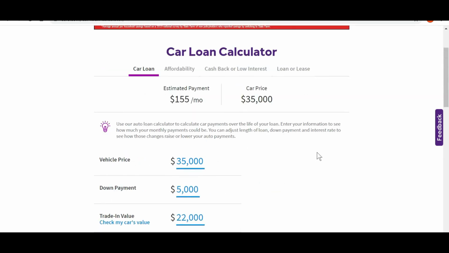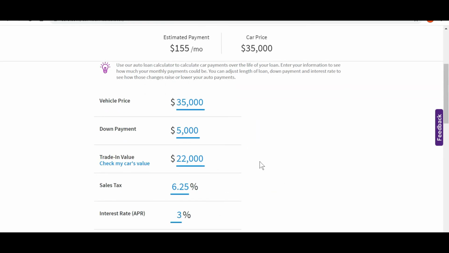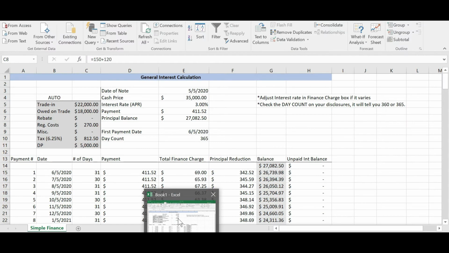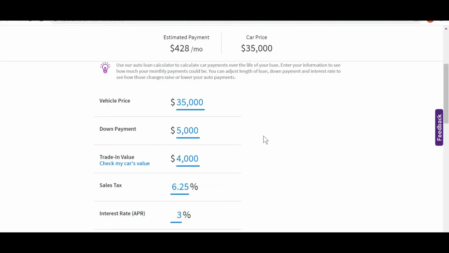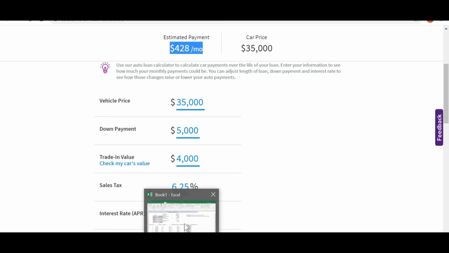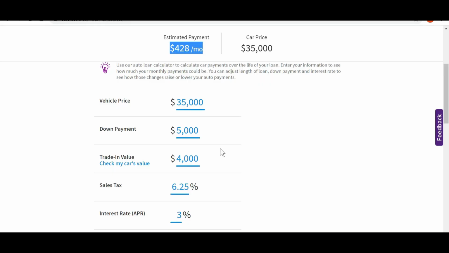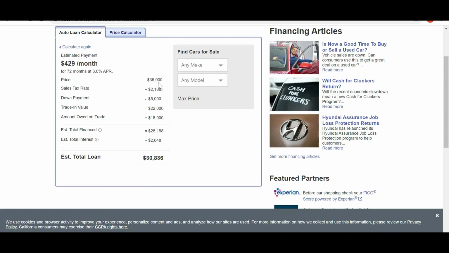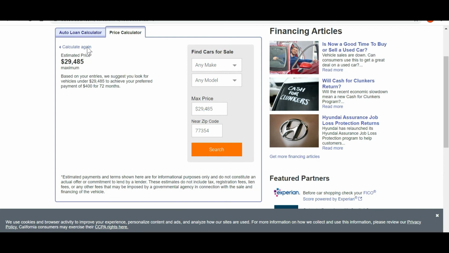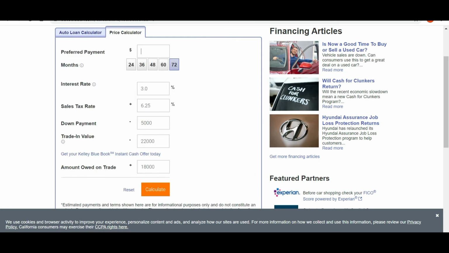So this one doesn't give you amount owed on the trade-in. So that payment's way off, but what we can put in here is your net, which was 4,000. Was that right? Yeah. So if you put in your net, then you get 428. And again, close, but your payment would actually be less in reality. So there's some discrepancies here, and what we can do is go the other way using monthly payment that you want.